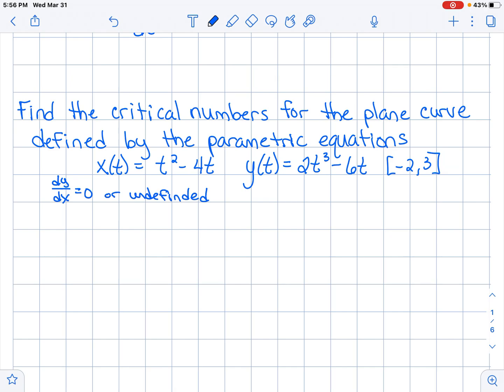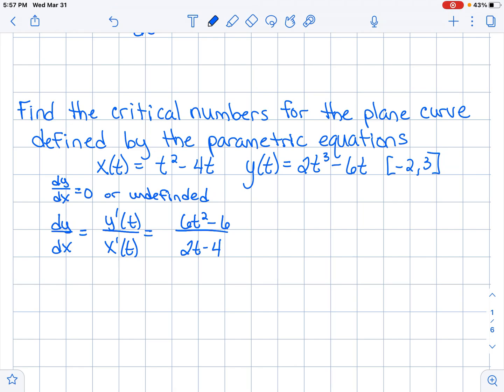Okay, welcome back. Let's find dy over dx first. dy over dx is found by taking the derivative of y over the derivative of x. So in our case, with the parameters that were given to us, the derivative of y is 6t squared minus 6, and the derivative of x is 2t minus 4. Okay, we're looking for two things. We're looking where the derivative is equal to 0 and where the derivative is undefined.